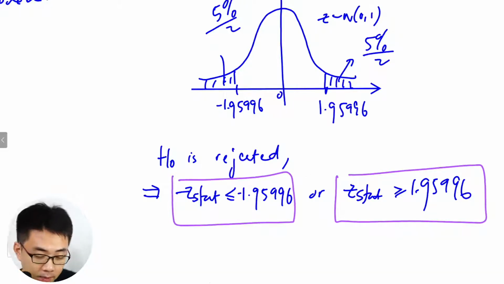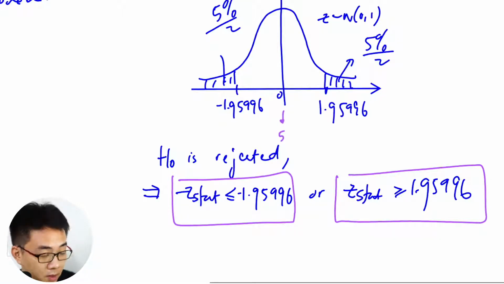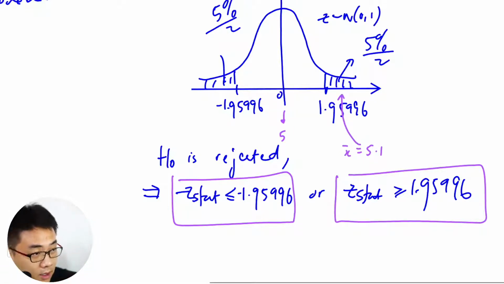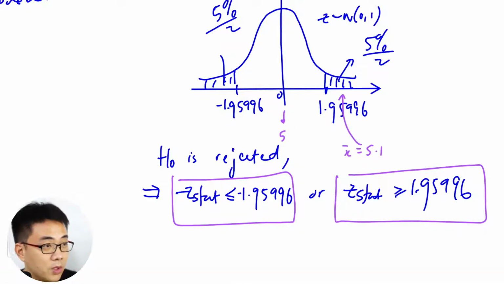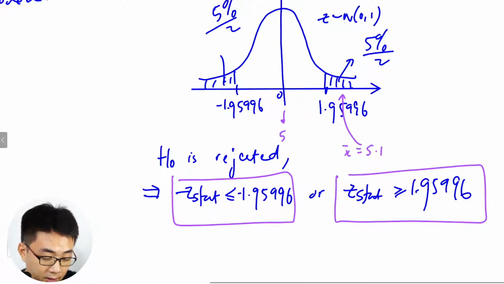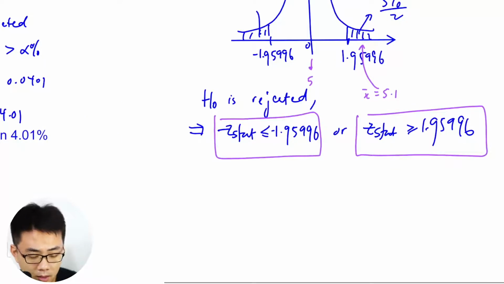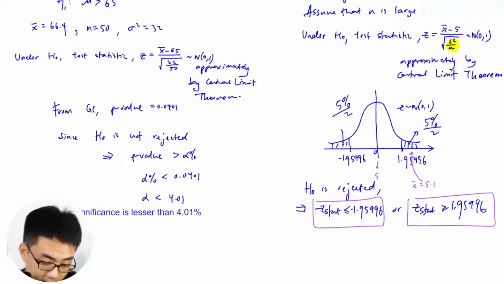So this corresponds to 5. Your x bar is 5.1. So obviously you reject on the right tail, right? You don't reject on the left tail because you actually reject on the right tail here. So anyway, that's besides the point. You should know that it should reject on the right tail.